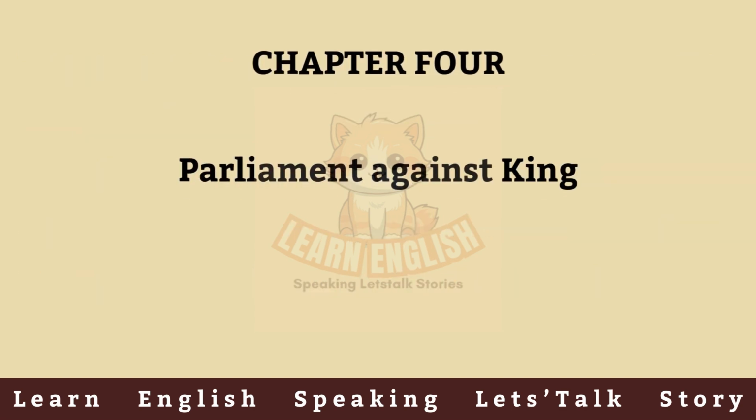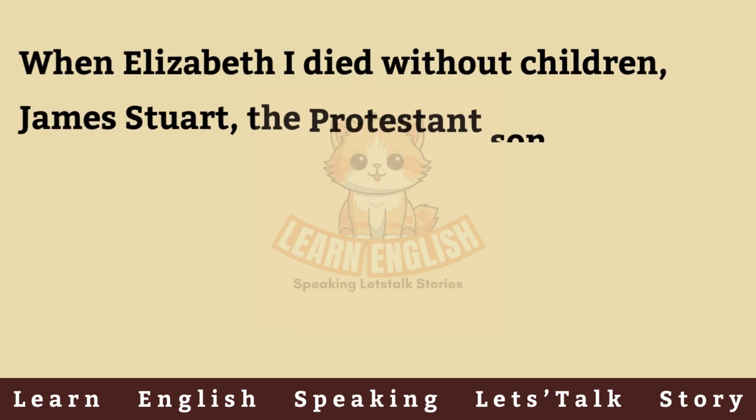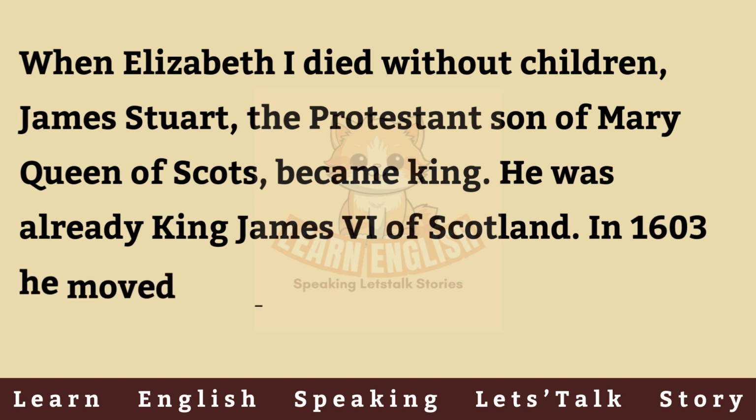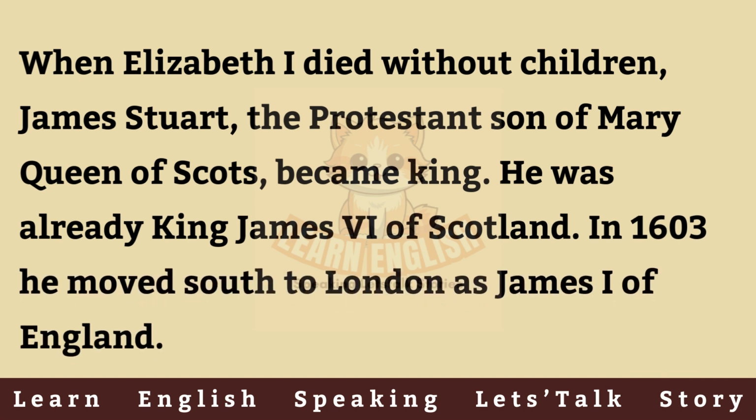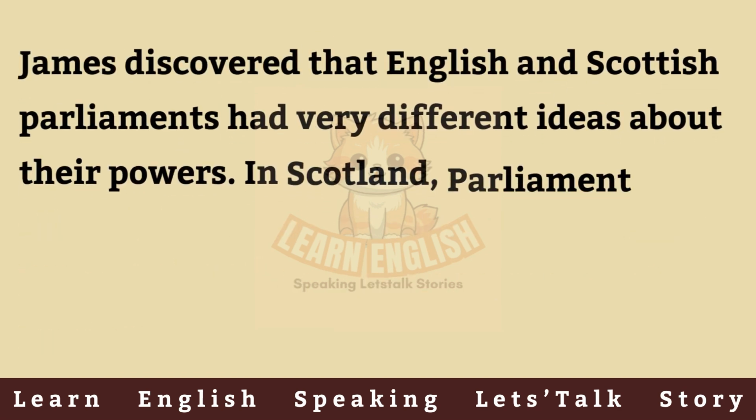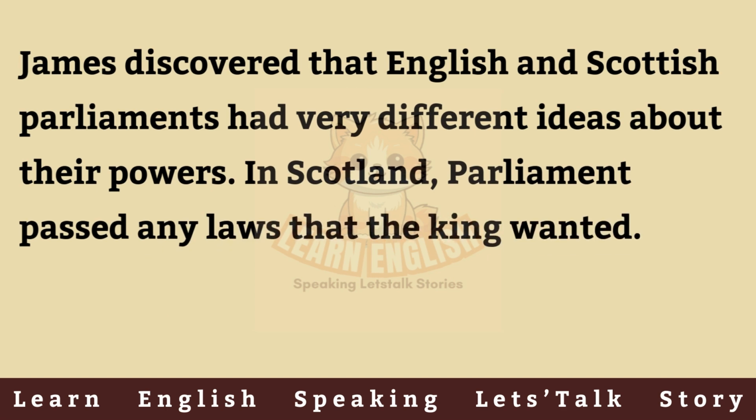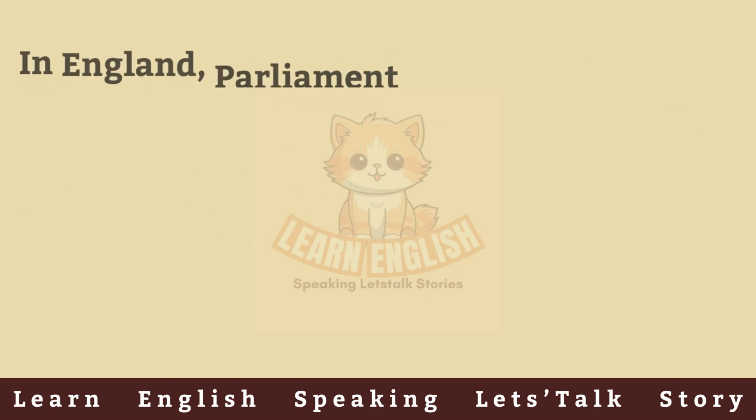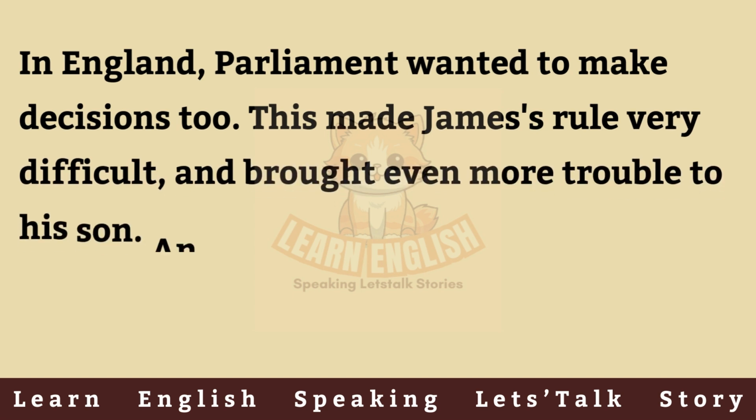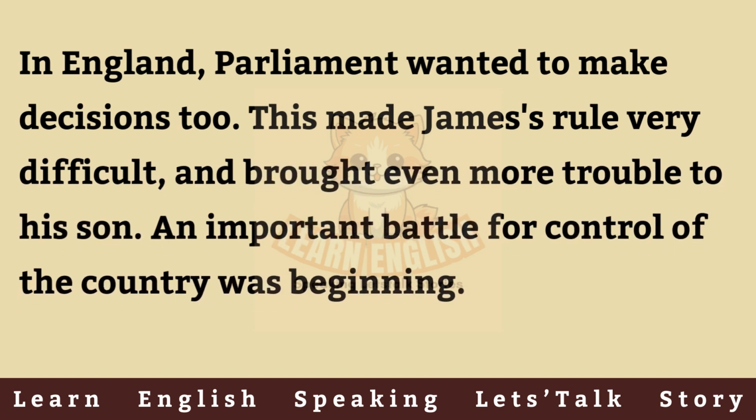Chapter 4. Parliament against King. When Elizabeth I died without children, James Stuart, the Protestant son of Mary Queen of Scots, became king. He was already King James VI of Scotland. In 1603 he moved south to London as James I of England. James discovered that English and Scottish parliaments had very different ideas about their powers. In Scotland, Parliament passed any laws that the king wanted. In England, Parliament wanted to make decisions too. This made James's rule very difficult and brought even more trouble to his son. An important battle for control of the country was beginning.